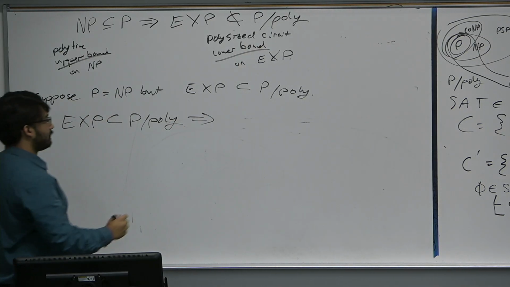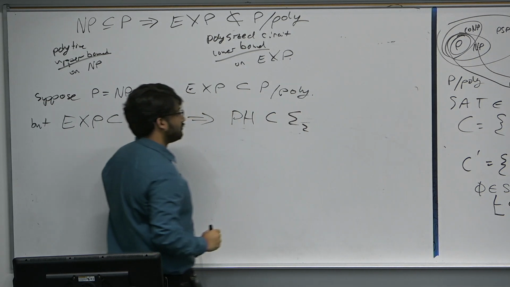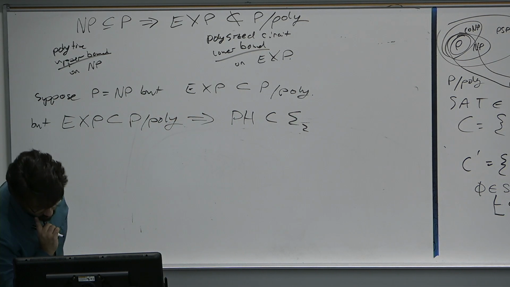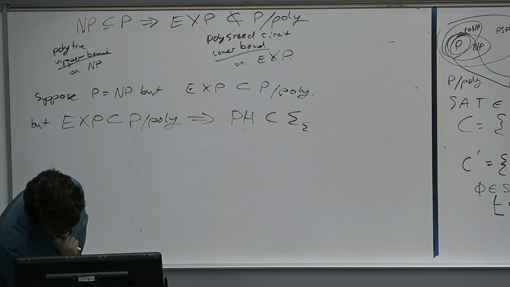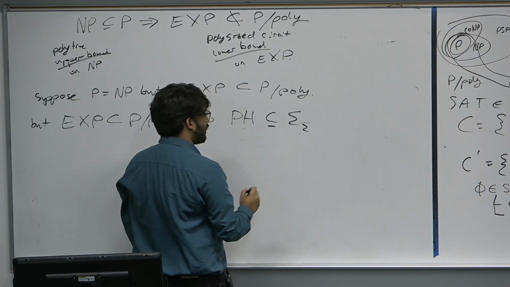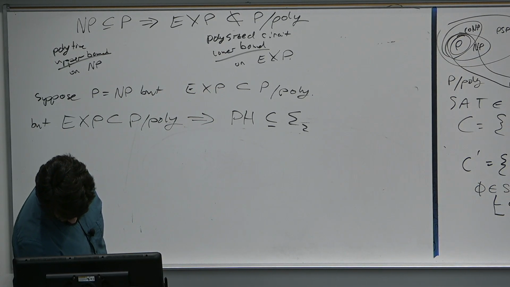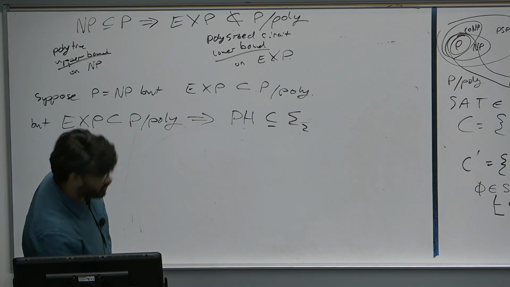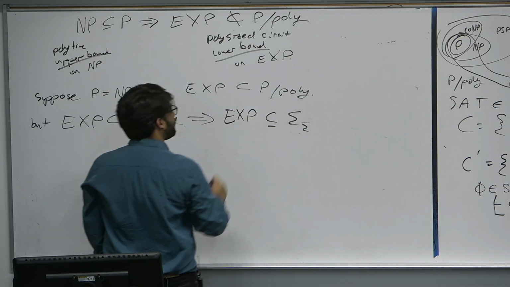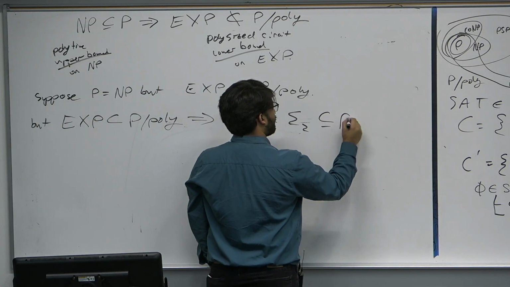pH collapses. pH is in fact collapsing to sigma 2. But what do we know about sigma 2? Sigma 2 is contained in pH. Wait, did I get this right? Let's see. Sorry, specifically, EXP collapses here. There we go. EXP collapses to sigma 2. But sigma 2 is contained in pH, right?